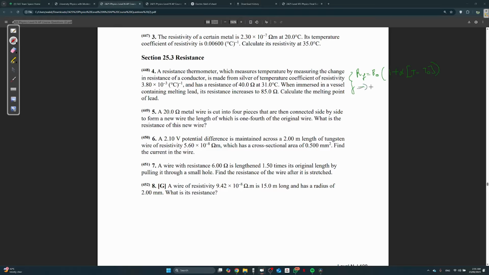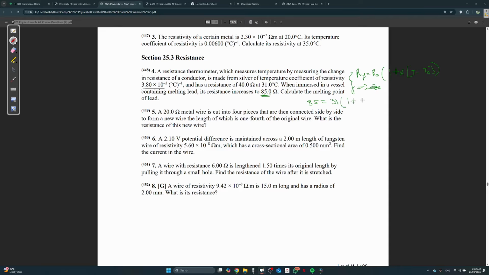Okay, so you're gonna get R final 85 is equal to R initial 31 times 1 plus alpha, which is this, into T minus T naught. The final temperature we don't know, we're trying to find it. That's what the melting point is, we're looking for it. The initial temperature is 31 degrees Celsius.